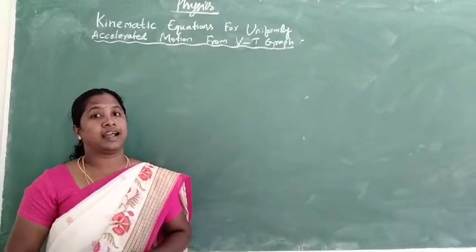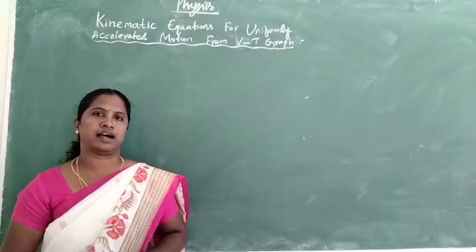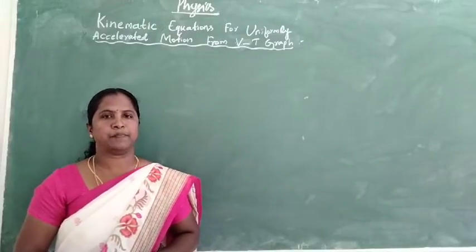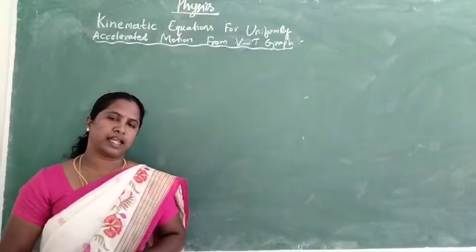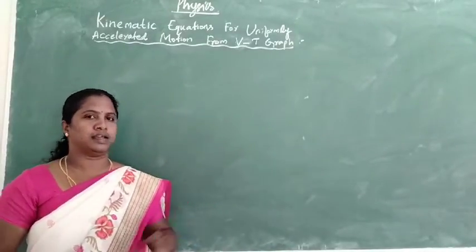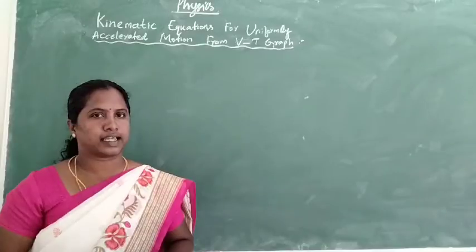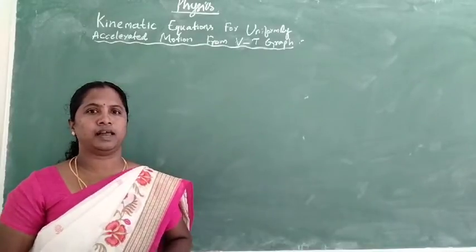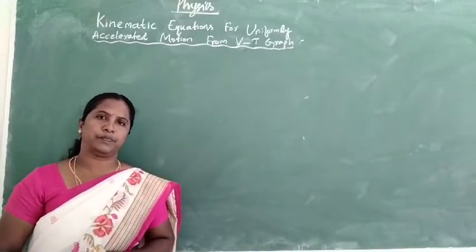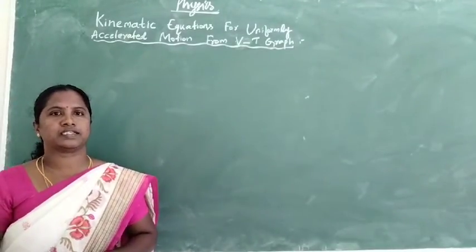First one: area under the velocity time graph represents the total displacement made by an object. So that is the total displacement. Second one: the slope of the velocity time graph represents the acceleration of a particle. So by using these two significations, let us derive the equations of motion.